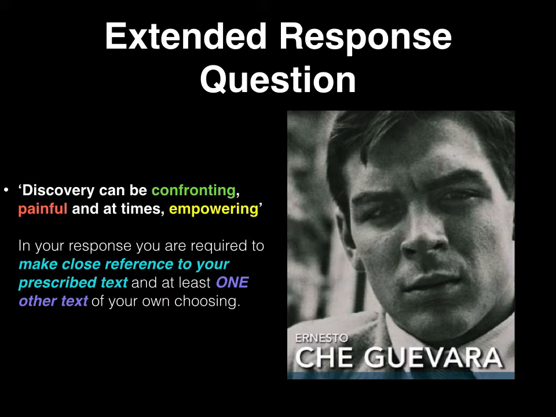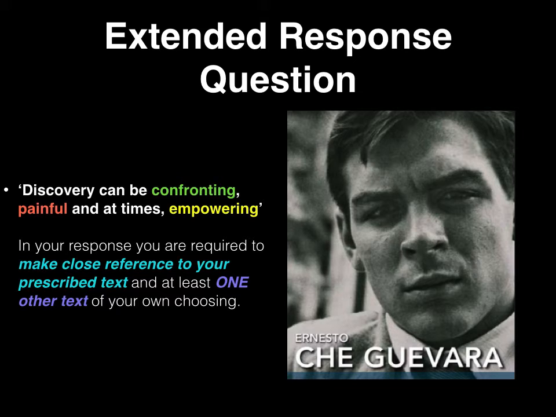Further on it says, of course, in your response you are required to make close reference to your prescribed text and at least one other text of your own choosing. A reminder that you are advised to prepare two related texts, as it is within the board's scope to ask for you in an HSC paper texts of your own choosing or to nominate two related texts as being required.